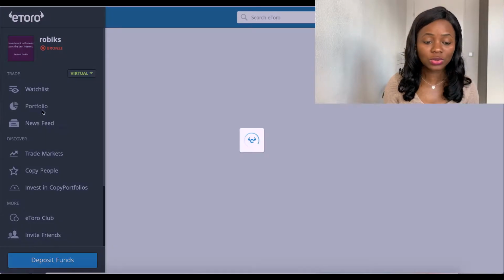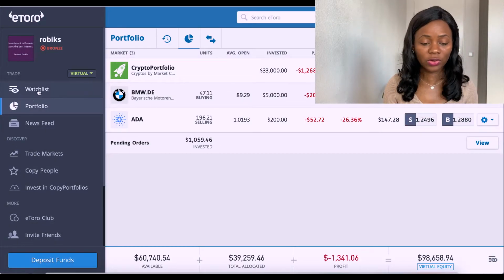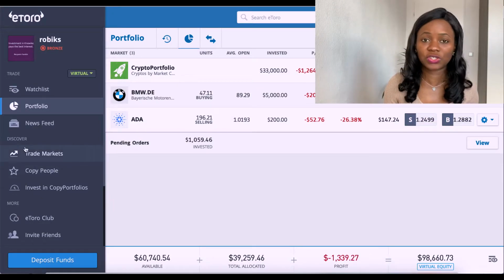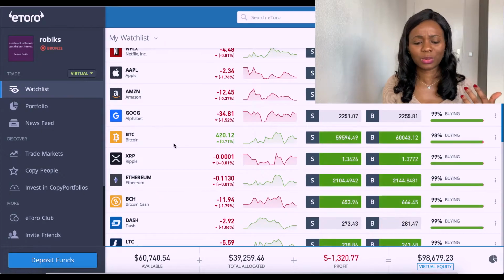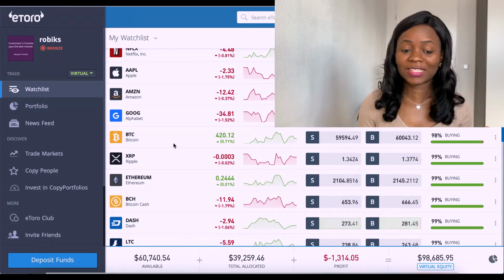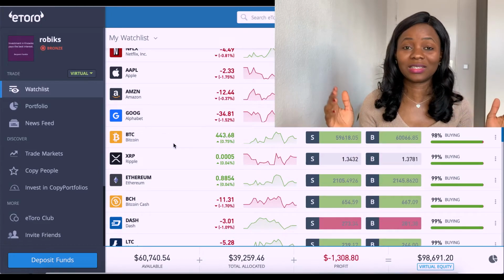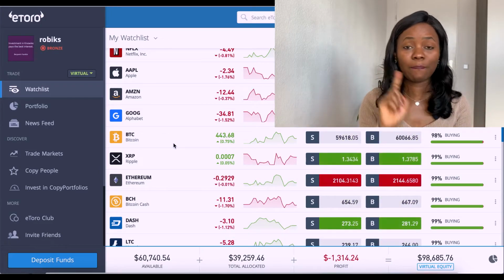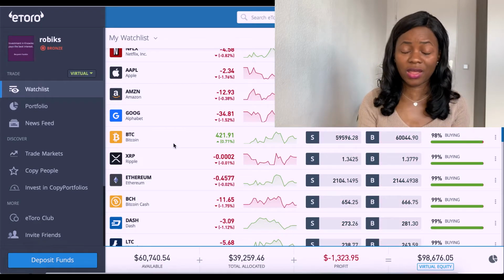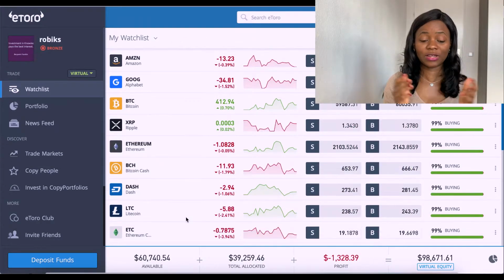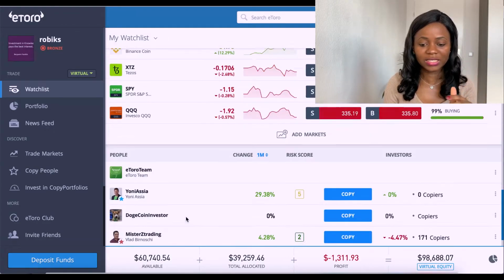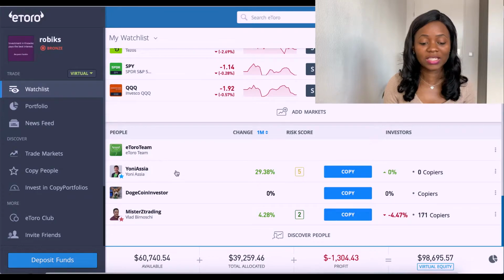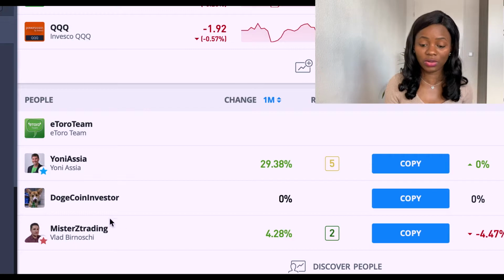All right, so I would go back now to my portfolio, and then another feature you can see on eToro would be the watch list. So you can create a watch list of all the things you want to be aware of. Like I said, eToro can help you with ETFs, stocks, commodities, forex, and cryptocurrencies. So you can have a watch list of everything you want to be aware of here, and it's easily accessible for you. Also you can have the watch list of people you are following, the copy traders you are following, here.